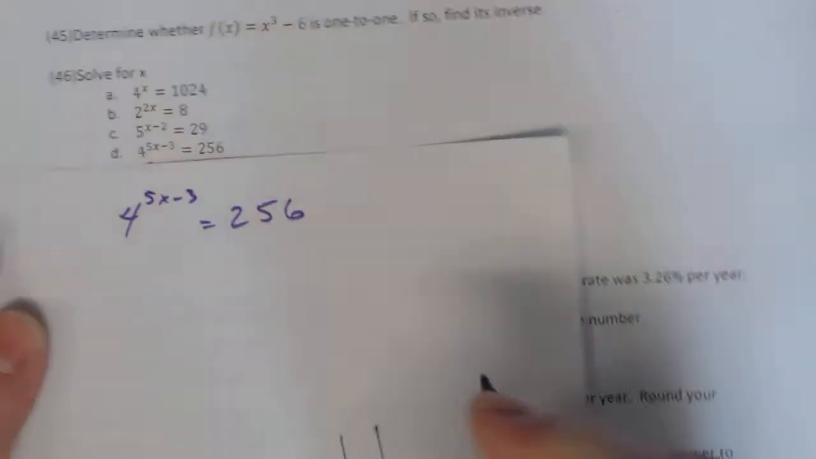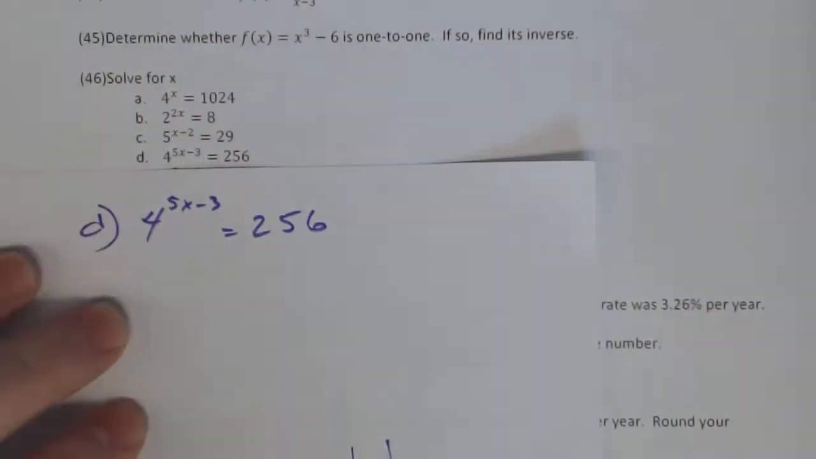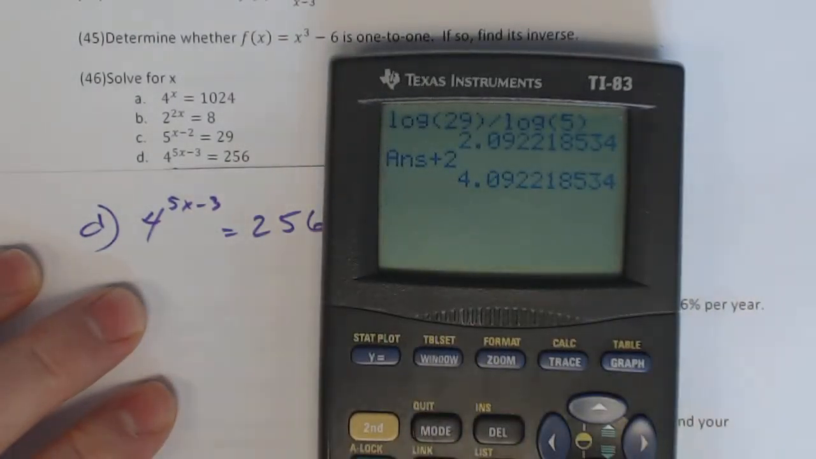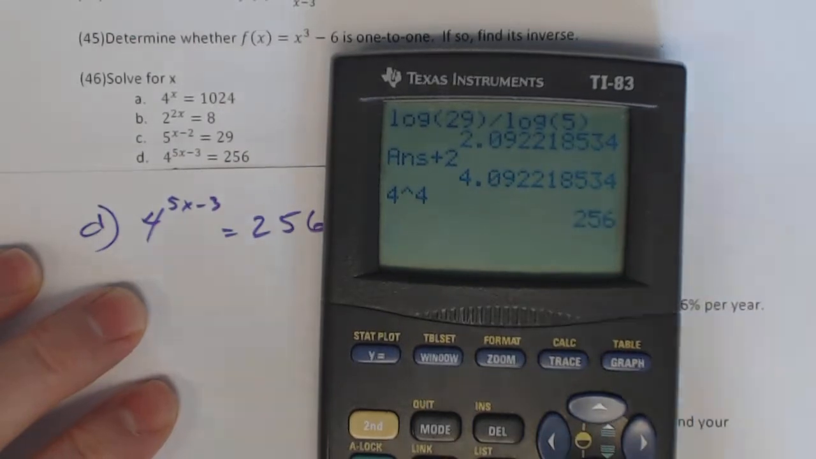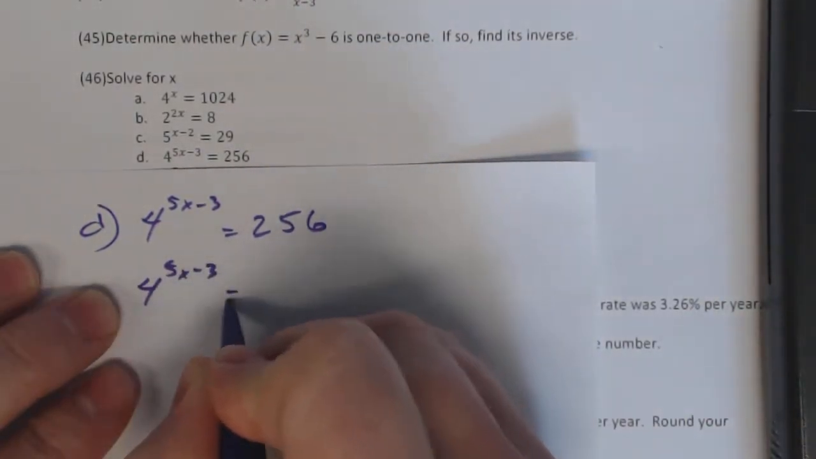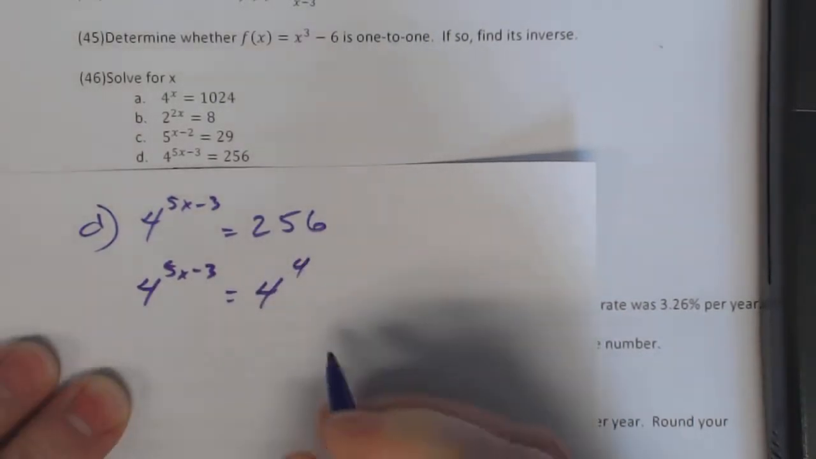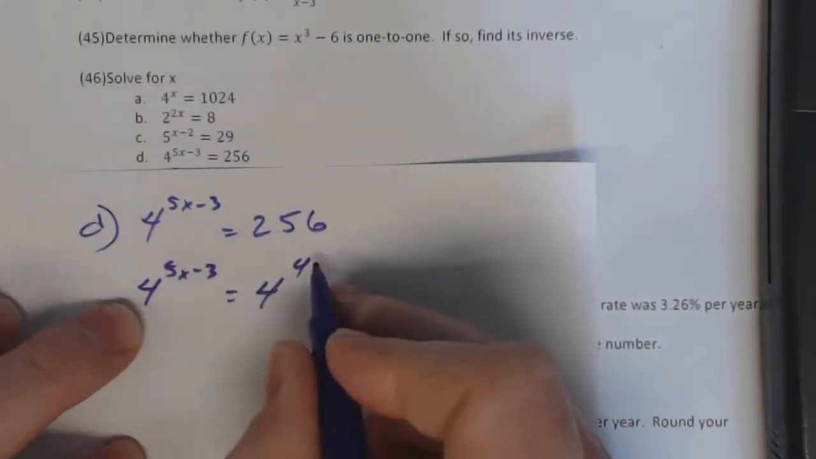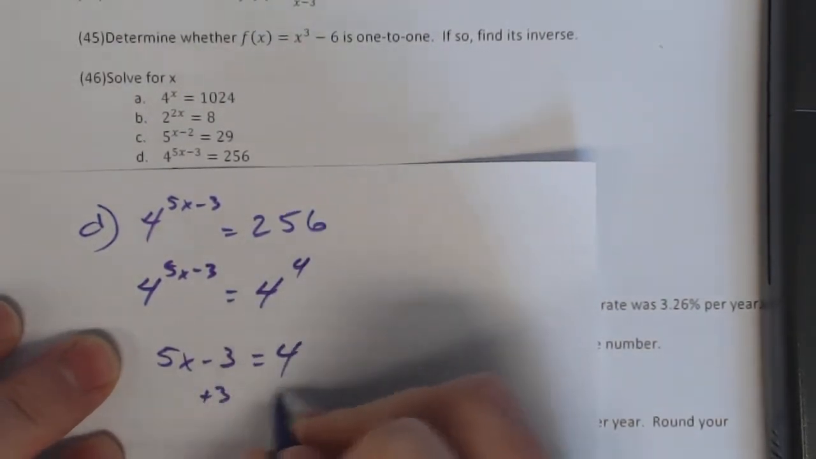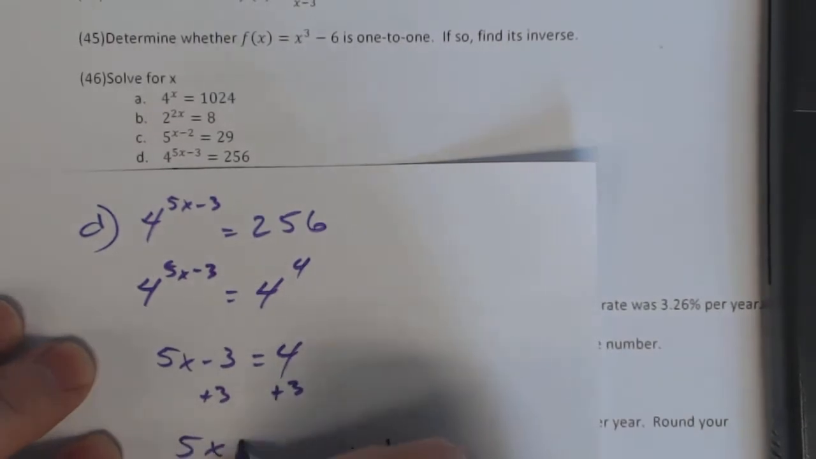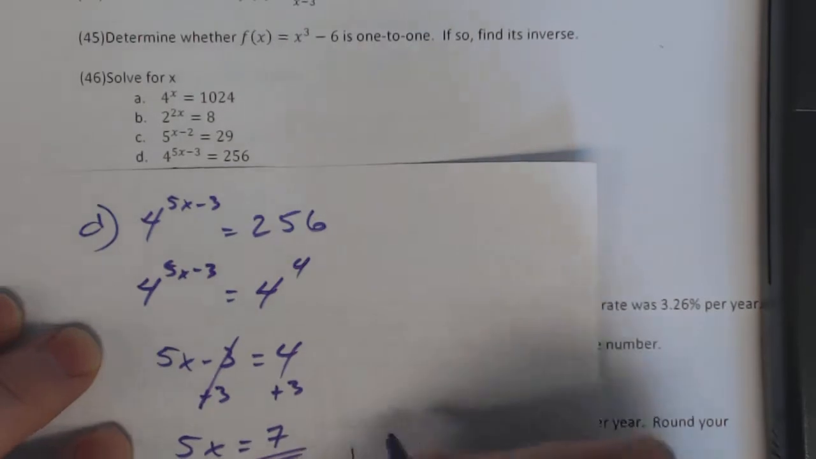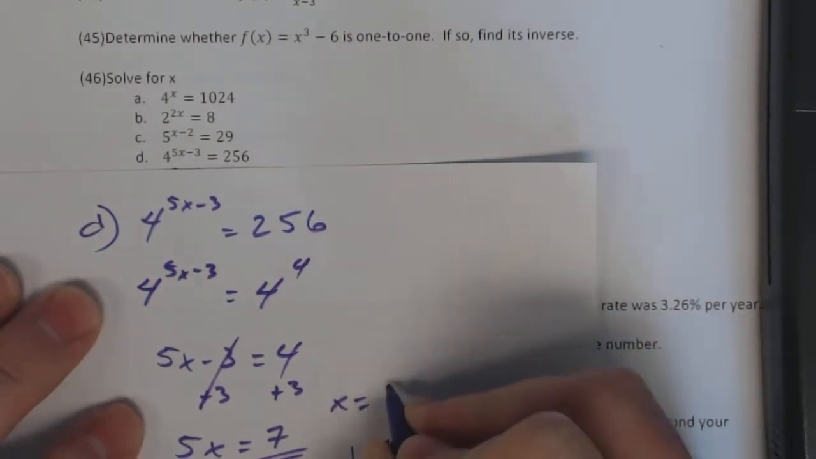Part D. I think 4 to the 3rd or 4 to the 4th is 256. I think 4 to the 4th. Let's see. 4 to the 4th is 256. So since I have the same bases, I can set the powers equal. Let's add 3 and then divide by 5. So x is equal to 7/5.